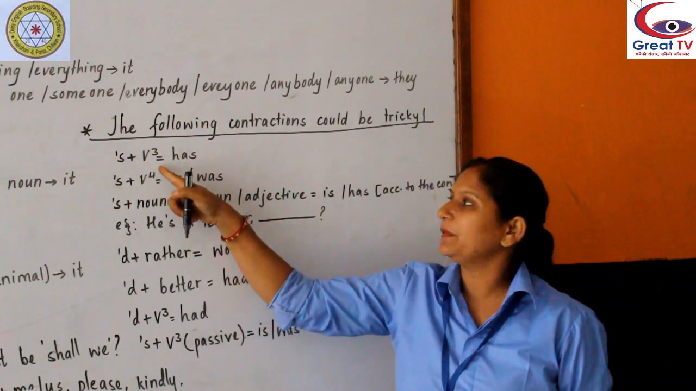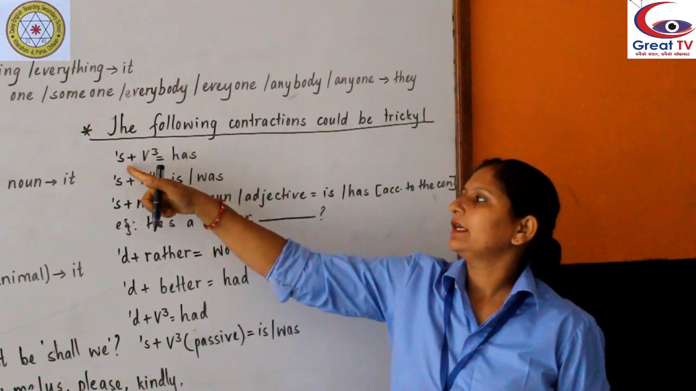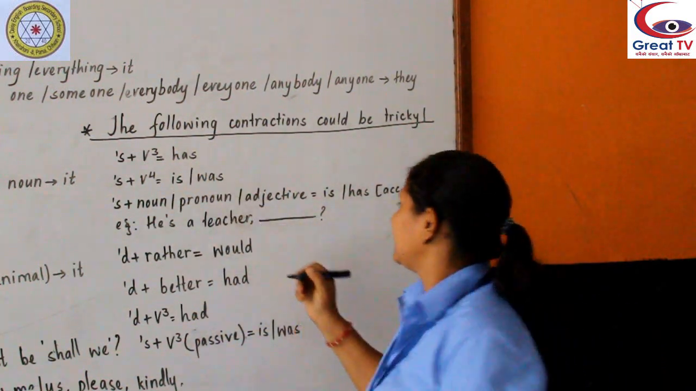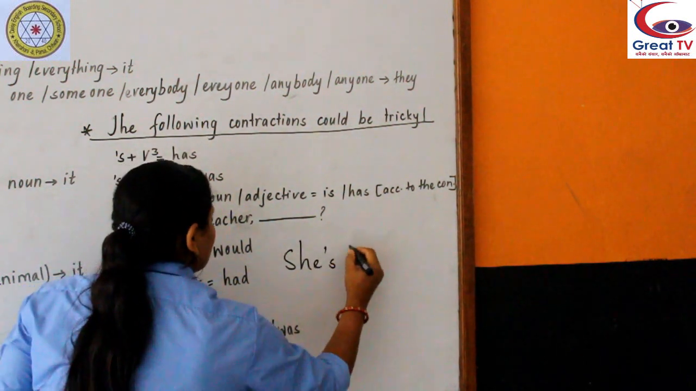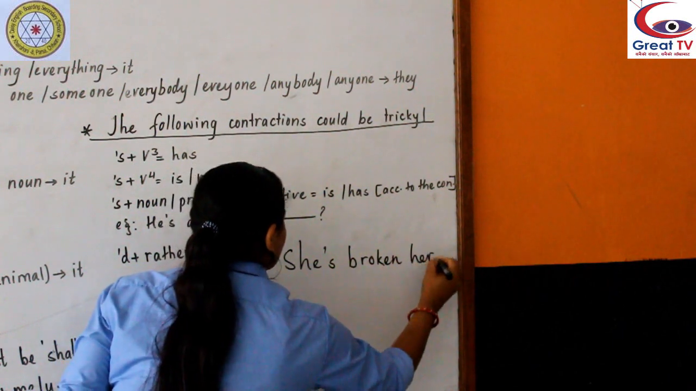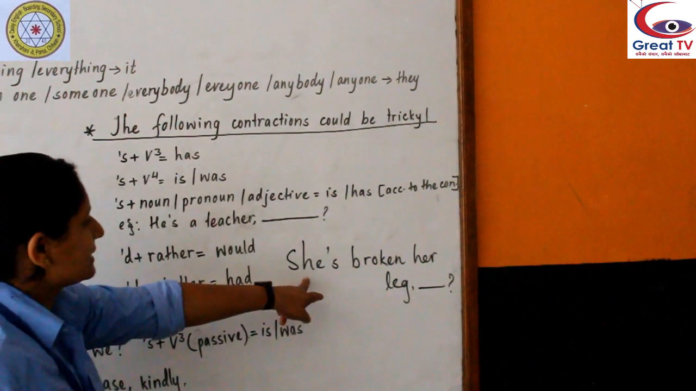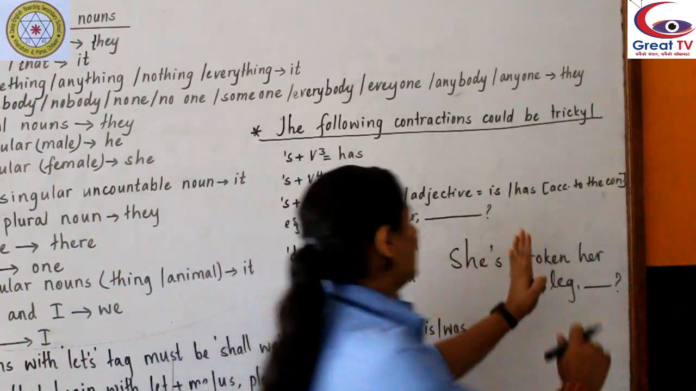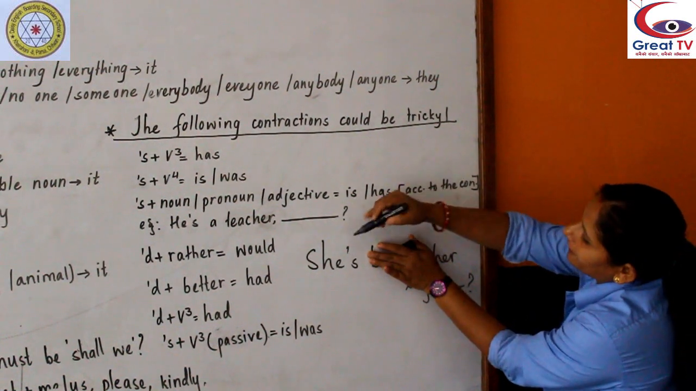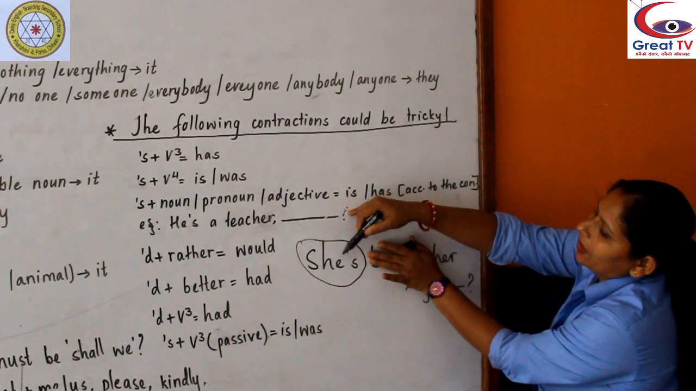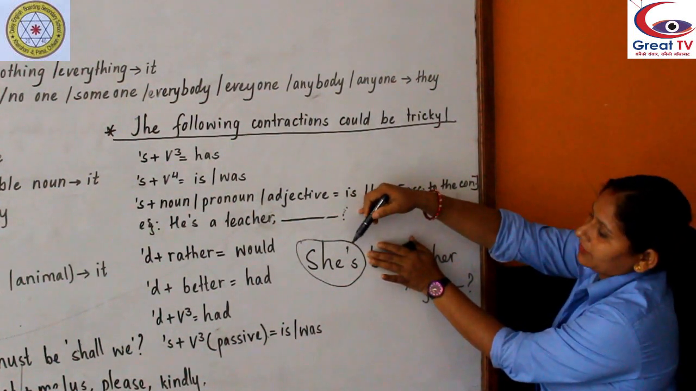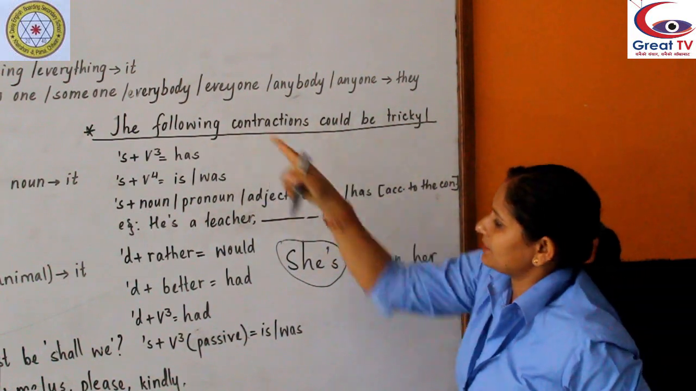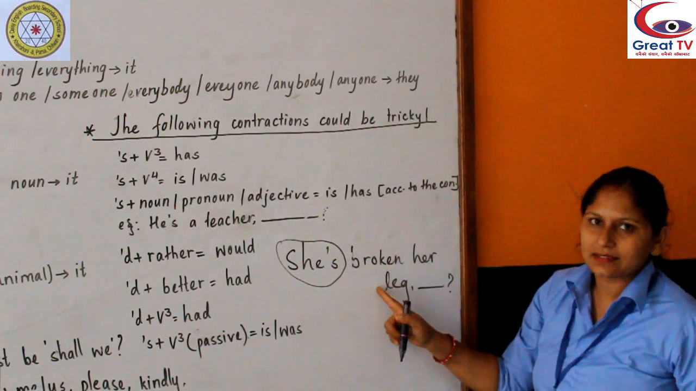Apostrophe S plus verb 3 means has. If there is a third verb, or verb 3, after the apostrophe S, it is has. For example, she's broken her leg. When you do not see this verb, you may get confused whether this is she is, she has or she was. So look at the verb after this. If it is verb 3, then it is has. She has broken her leg. Hasn't she? Okay.